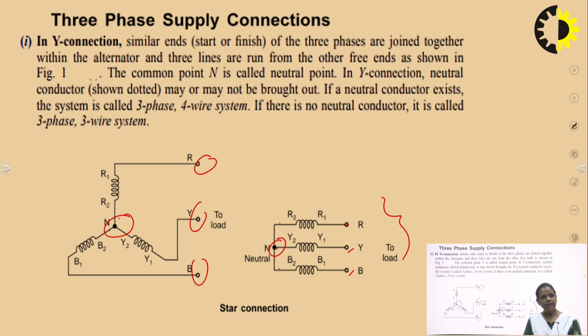The common point N is called the neutral point, and in star connection the neutral conductor may or may not be brought out. If a neutral conductor exists, the system is called a three phase 4 wire system, and if there is no neutral conductor, it is called a three phase 3 wire system. So if one neutral wire is taken here, then this will become a three phase 4 wire system, and if we are not considering this neutral wire, then this will be a three phase 3 wire system.